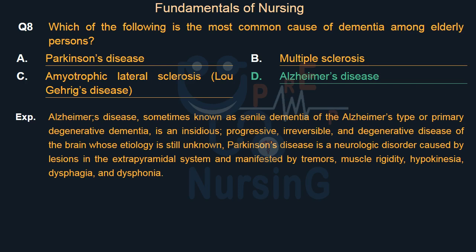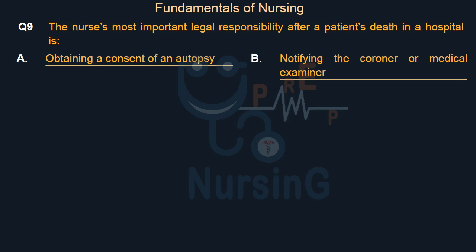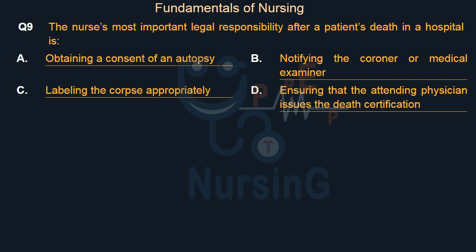Parkinson's disease is a neurologic disorder caused by lesions in the extrapyramidal system and manifested by tremors, muscle rigidity, hypokinesia, dysphagia, and dysphonia. The nurse's most important legal responsibility after a patient's death in a hospital is: Option A. Obtaining a consent for an autopsy. Option B. Notifying the coroner or medical examiner. Option C. Labeling the corpse appropriately. Option D. Ensuring that the attending physician issues the death certificate.